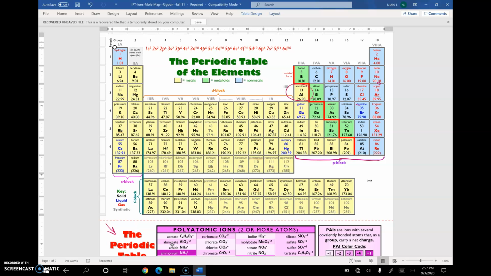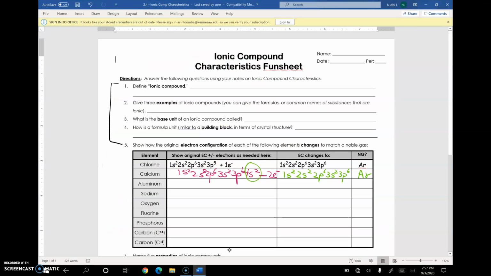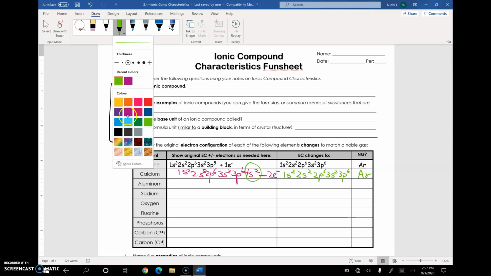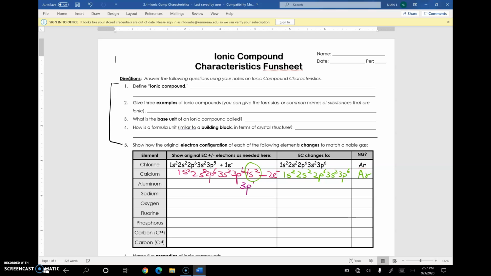So look at our general order, 3p1. We're going to put everything else before that, which is 3s2, 2p6, 2s2, and 1s2. Let's go back to this. So we are going to put, let me change my pen again, we're going to put 3p1.